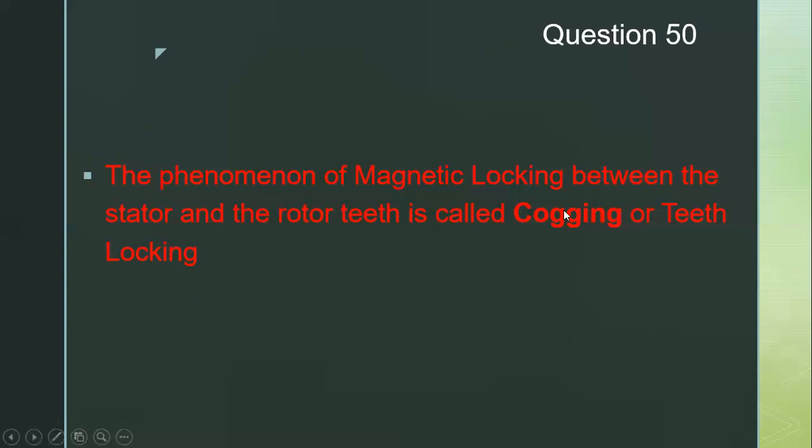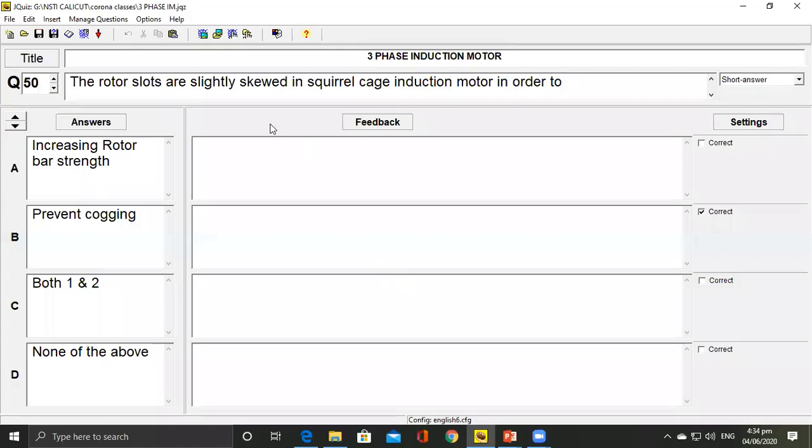The stator has a number of poles, and the rotor also has poles. Due to the interaction between the stator and rotor poles, some locking will be there. To avoid that locking, we make the rotor bars skewed, so some angular deflection will be there and there is no direct interaction. So you can avoid cogging. Our answer is cogging.